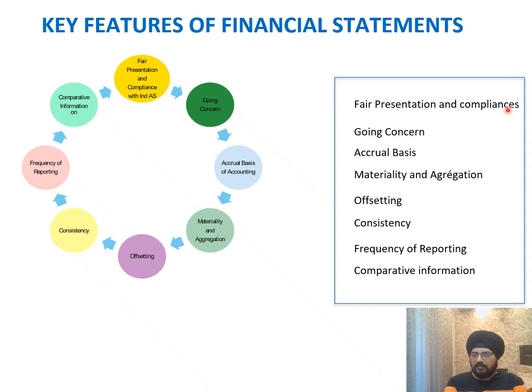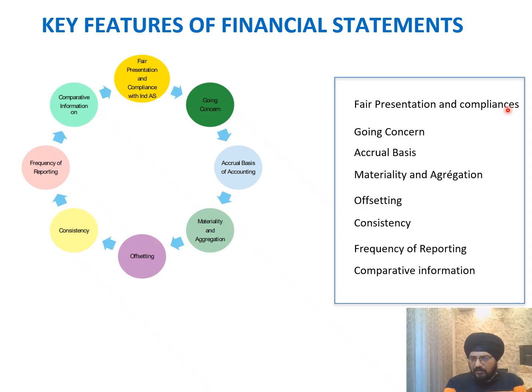Consistency makes sure that when we are reporting a number, there is a consistent approach. Any deviation, any policy change, any change in the adoption of the Ind AS, or any change in the method of accounting needs to be disclosed properly so that the impact of that change is reflected in the financial statements. We are going to speak about this in the coming slides.